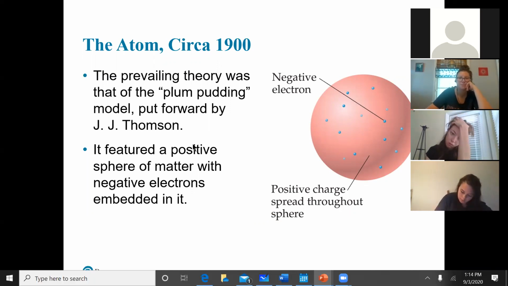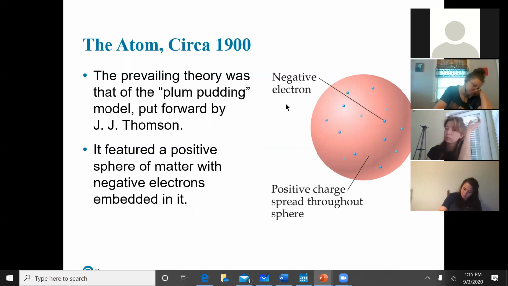So J.J. Thomson, the guy who discovered that string of negative electrons, he came up with this theory called, it's kind of a silly name, but it's called the plum pudding model, because the electron itself was actually discovered before the nucleus or the proton.